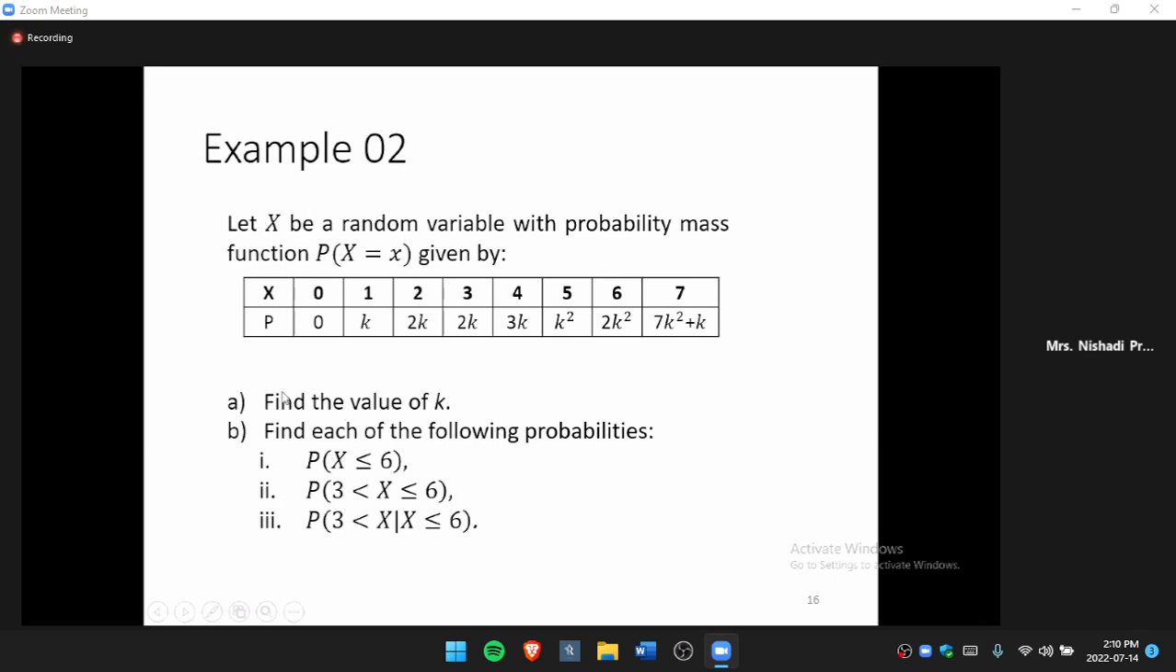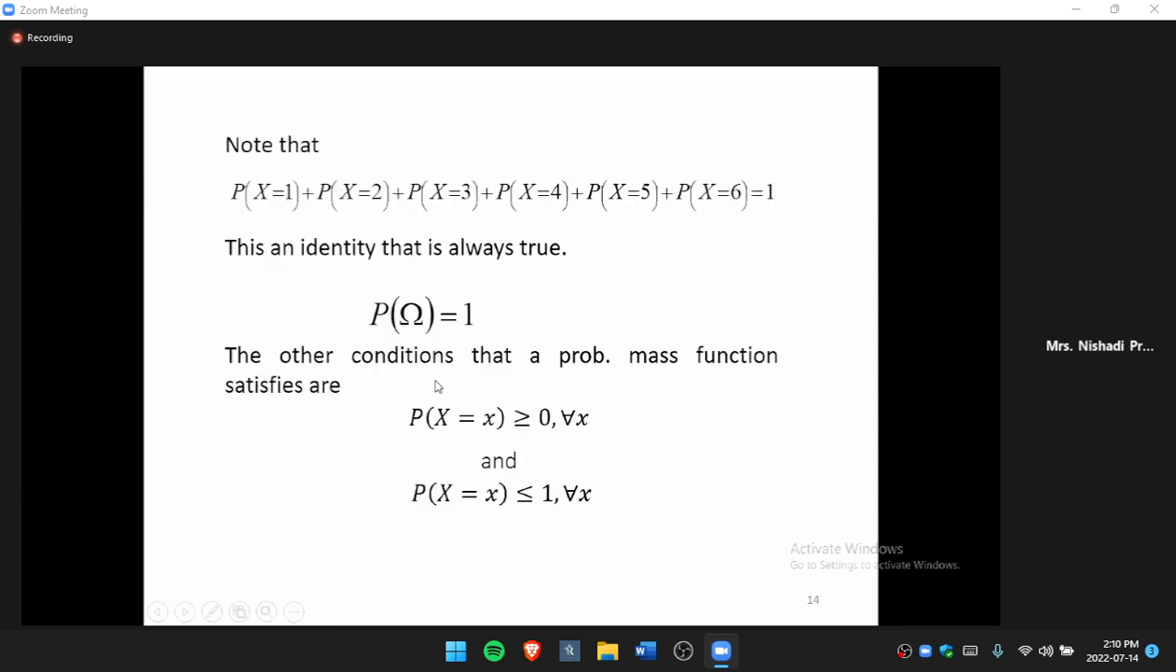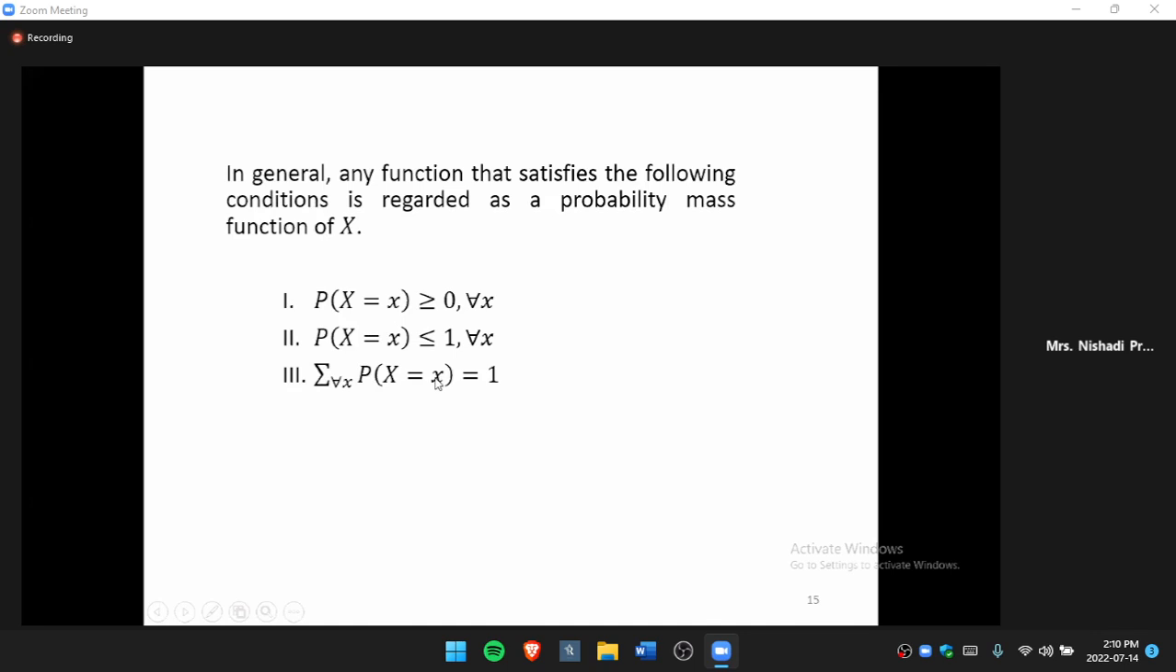Now the first question is to find the value of k. Now tell me how we are going to find this k. How can we find that value? There are three conditions that need to be satisfied. The first one, the second one, and the last one. But using the first one and the second one, it's really difficult to find the value of k.